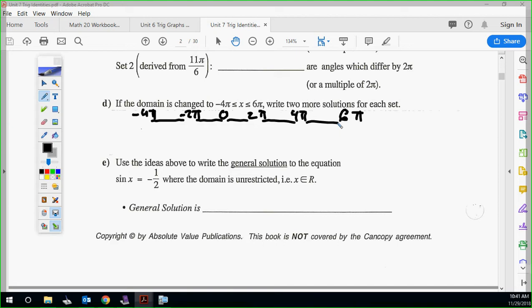So I'm going to minus 2 pi. Let's do the top one first. So the top one was negative 5 pi over 6 was here, right? So I'm going to minus another 12 pi over 6 to that. So this is negative 17 pi over 6. And I'm going to come over here. In the 4 pi section, it was 19 pi over 6. I'm going to add another 12 over 6 to that. So in this section, it's 31 pi over 6.